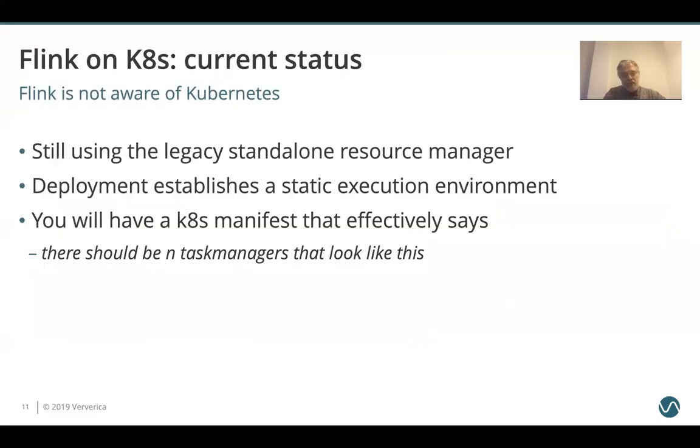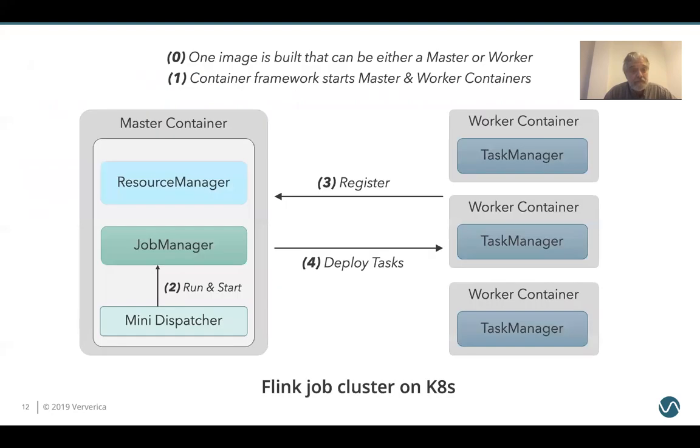So the situation with Kubernetes is currently that Flink is really not aware at all of Kubernetes. So in this environment, we're really only establishing a very static execution environment. As you'll see in a couple of minutes, we're going to have a Kubernetes manifest that effectively says there should be some number of task managers that look just like this. Those are the resources that exist. Please make use of them. We won't be able to more dynamically operate at this point than that.